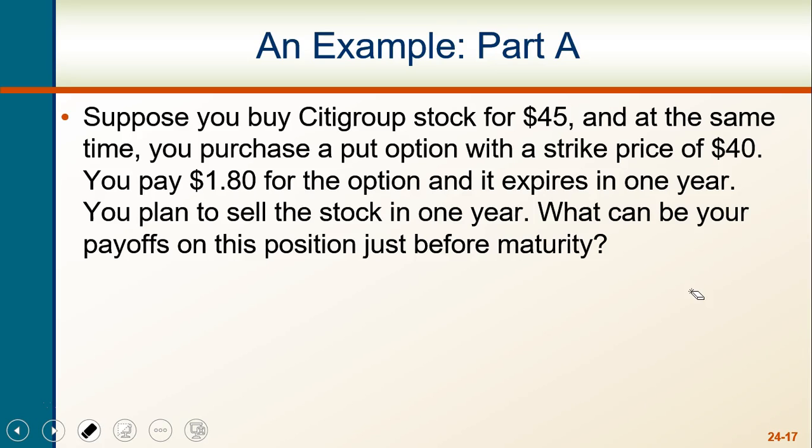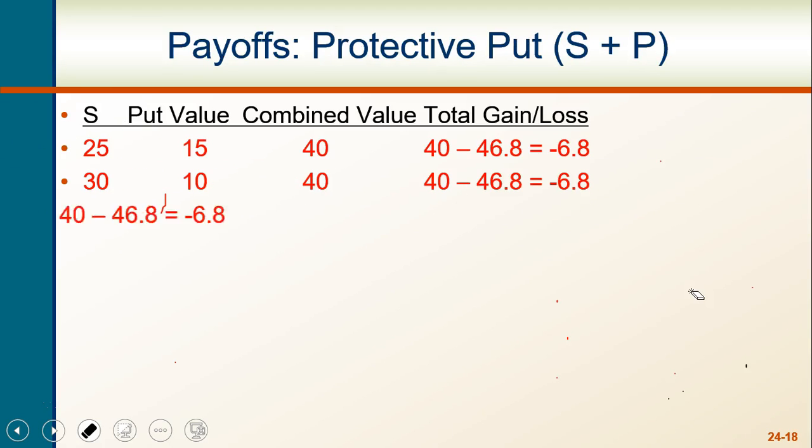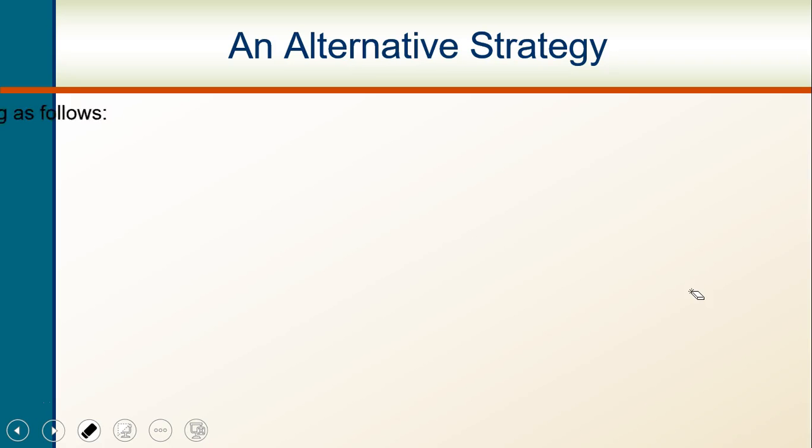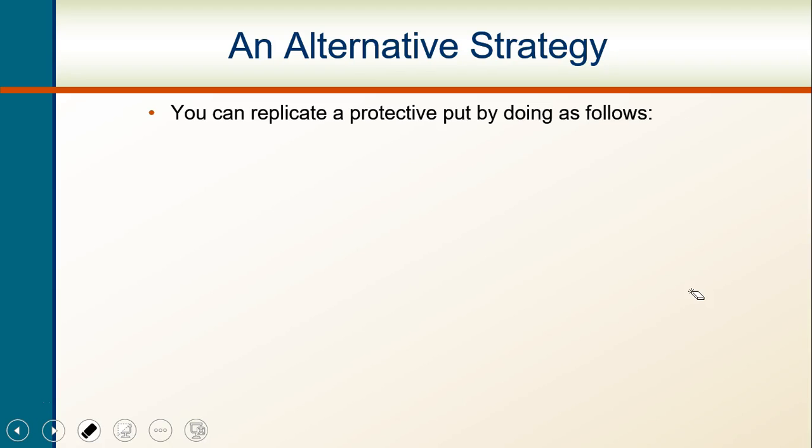So now that we have looked at the protective put strategy and its possible payoffs here, let us consider an alternative strategy that can hopefully give us the same kind of payoffs. So we are trying to replicate a protective put now by doing a couple of steps. At number one, what we are going to do is buy a call option on the stock. So we are not buying the stock, we are starting afresh. We have the data with us that there is a Citigroup stock which sells for $45. There's a put option which goes for $1.80 and comes with the same exercise price of $40 and so on.